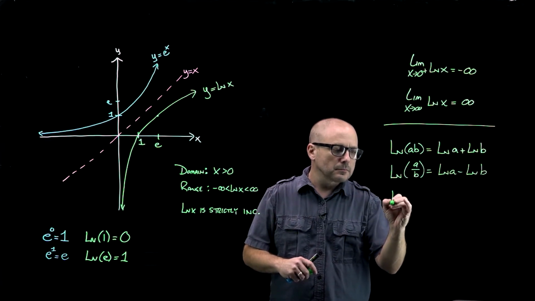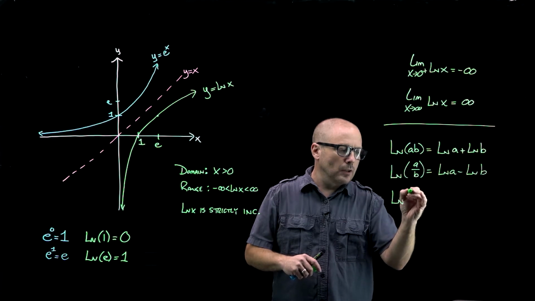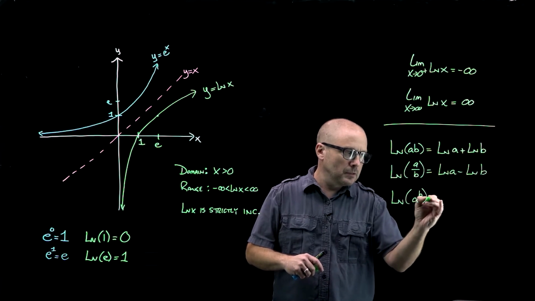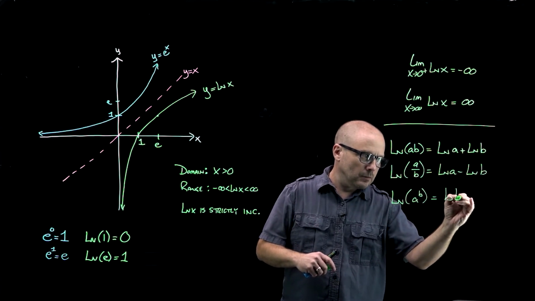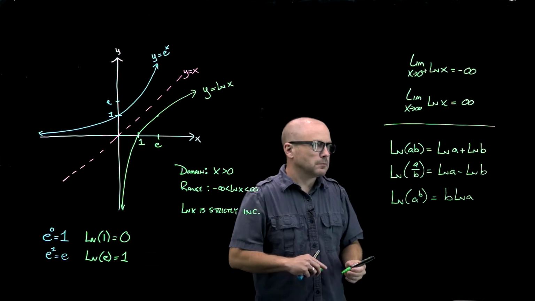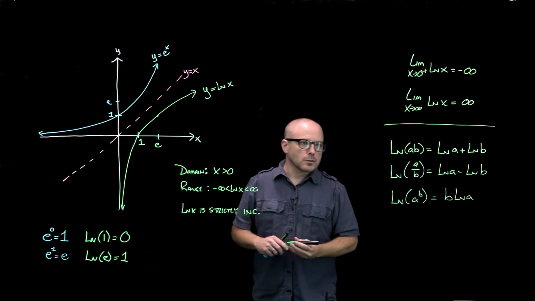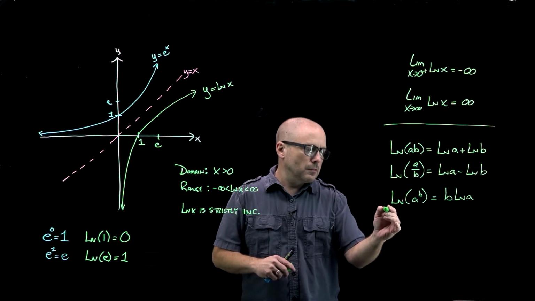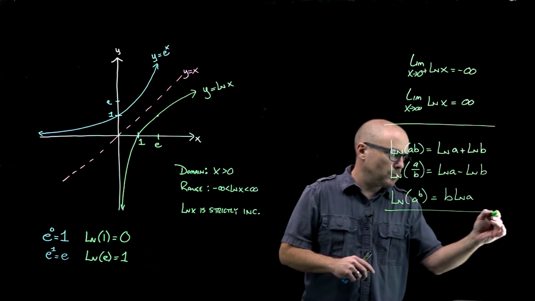Also, natural log of A to the B is B natural log A. So those are our three properties. Those are useful to use.